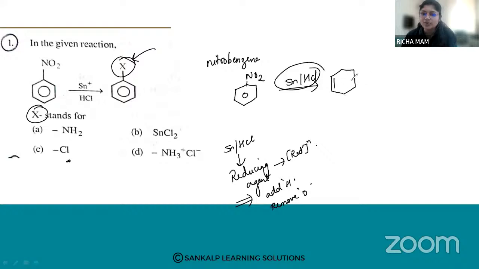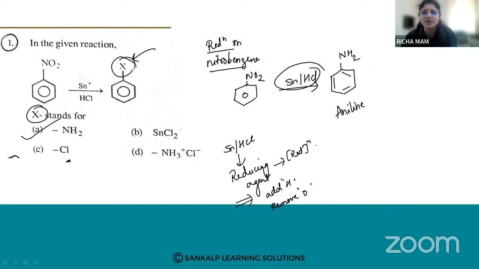So what is possible here? We are going to remove the oxygen and add hydrogen. It will yield you aniline. This is a reduction method, where we do reduction on nitrobenzene to give aniline. So what does our X stand for? It is A. Yes, Tasmia, your answer is correct. Very good.